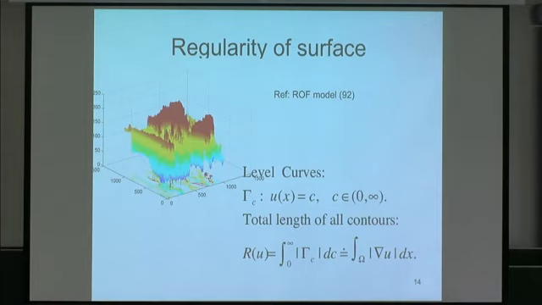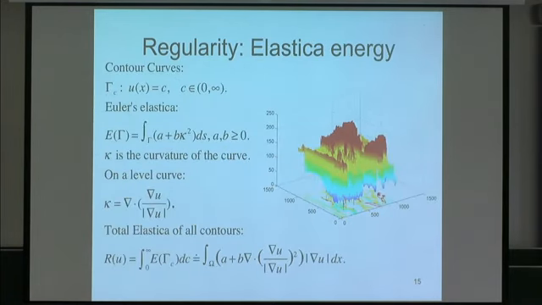You measure the length. Once you add a little noise, the level curve becomes very oscillatory and the length increases dramatically. So if this is small, you will kill those oscillations. And by the co-area formula, summing all the lengths together gives you the total variation. So essentially, the ROF model just measures the regularity of an image through the length of the level contours.